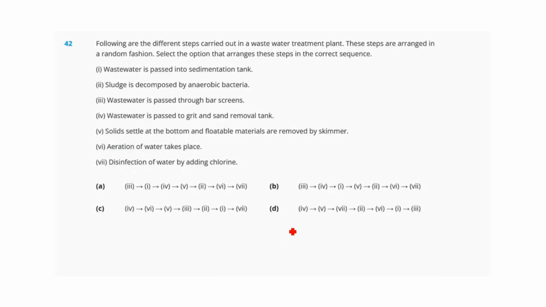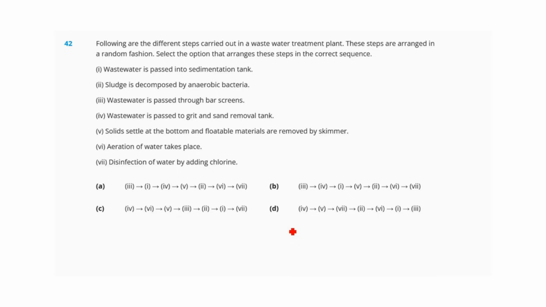Question number 42. Following are the different steps carried out in the wastewater treatment plant. These steps are arranged in a random fashion. Select the option that arranges these steps in the correct sequence. First, wastewater is passed into sedimentation tanks. Sludge is decomposed by the anaerobic bacteria. Wastewater is passed through bar screens. Wastewater is passed through grit and sand removal tank. Solid settles at the bottom and floatable materials are removed by the skimmer. Aeration of water takes place. Disinfection of water by adding chlorine.